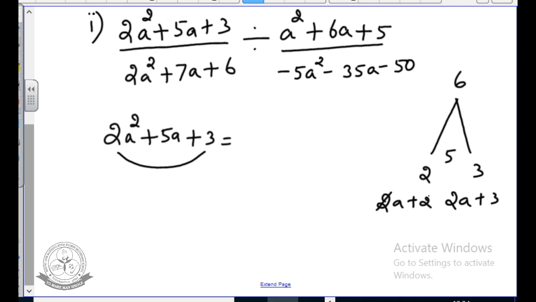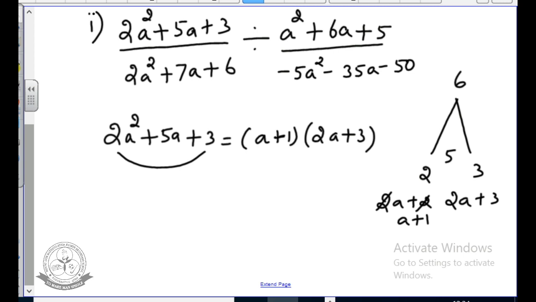So here you should do the cancelling. If we cancel these two, we will get a plus 1. So the factors of 2a square plus 5a plus 3 is equal to a plus 1 into 2a plus 3.